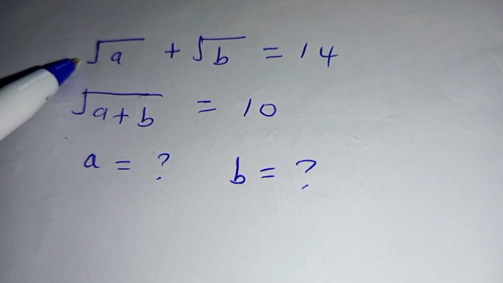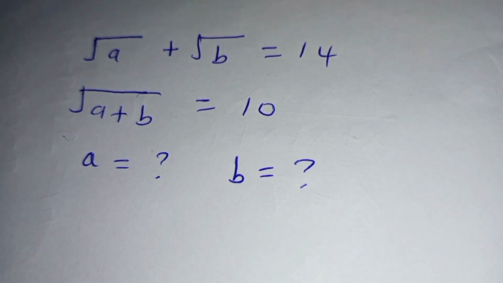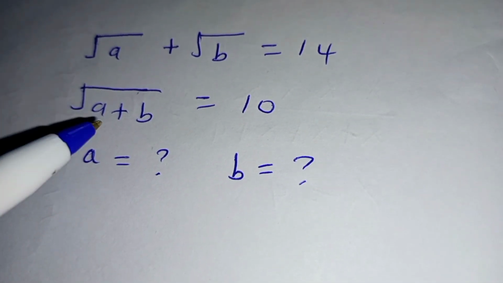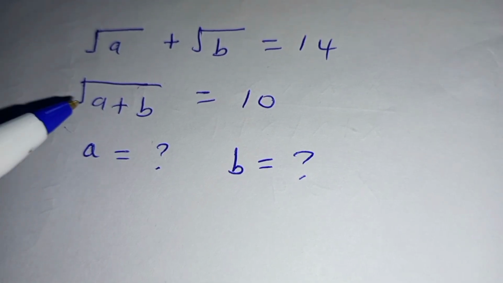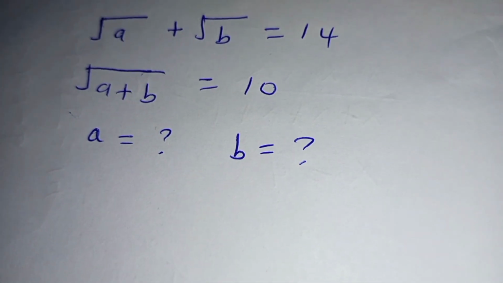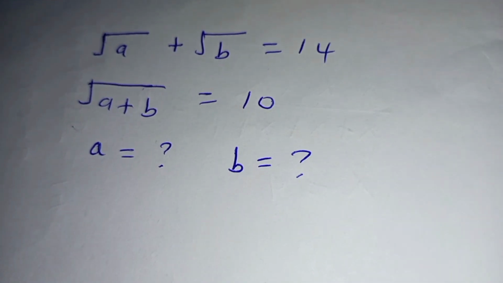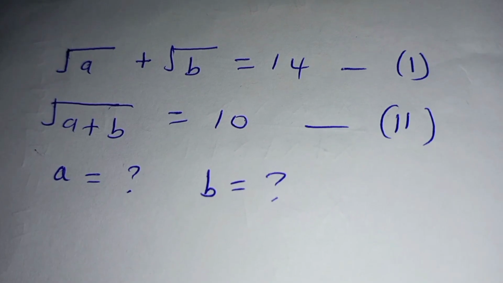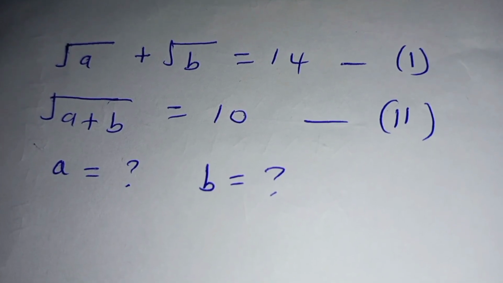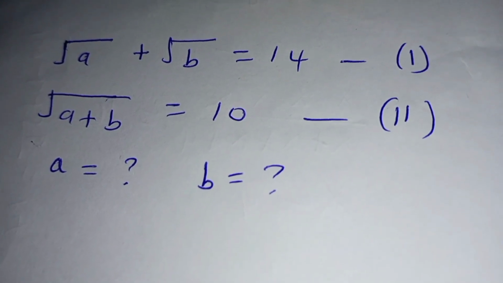You are given that square root of a plus square root of b is equal to 14, and square root of a plus b is equal to 10. You are needed to obtain the values of a and the values of b. So we label our equations as equation 1 and equation 2.